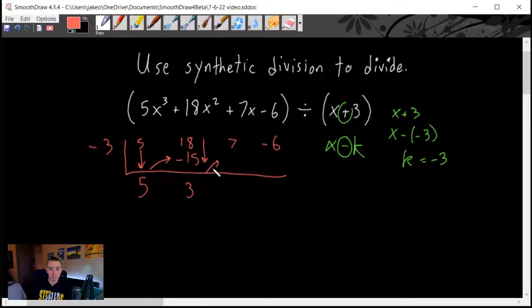So next move now is going to be diagonal. So we're going to go 3 times negative 3 gives us negative 9. And then down, 7 plus negative 9, which is the same as 7 minus 9, which gives us negative 2. And then negative 2 times negative 3 gives us positive 6. And then negative 6 plus 6 gives us 0.